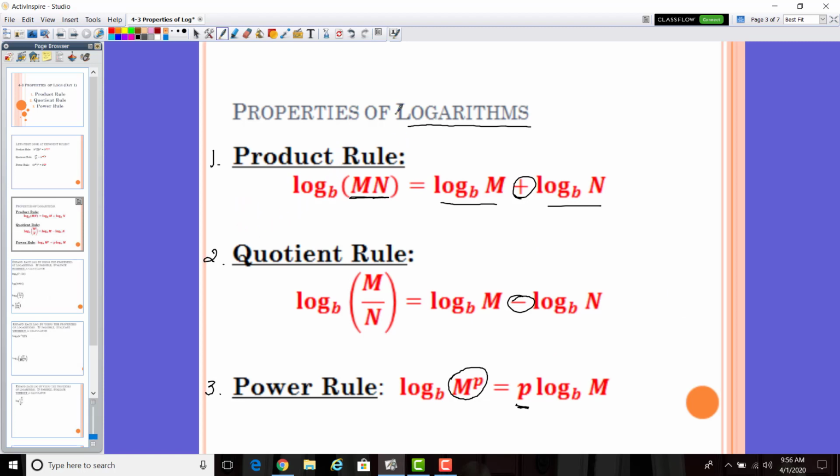Now, you may be able to only use one at a time, but there will eventually be expressions where you will have to use all 3 rules together. My advice is to always start with, is there a product or a quotient first? Separate the product or quotient and then deal with your individual new logs and ask yourself, in my new logs, are there any other products, quotients, or powers? So let's try some.